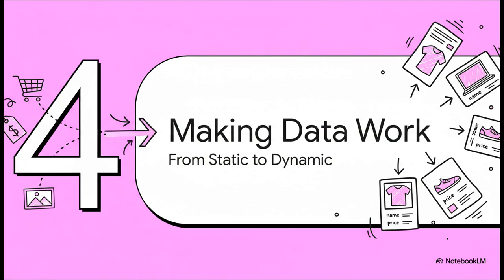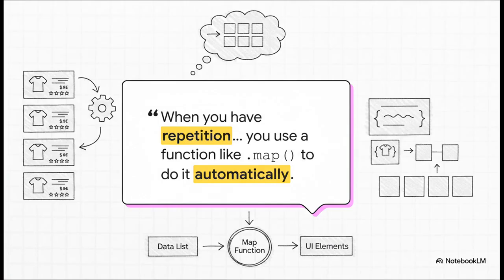All right, on to our next section, making data work. So we've got this awesome smart template. That's great, but right now, it's basically an empty shell. It doesn't know anything. We need a way to feed it the actual product info, the names, the prices, the pictures, all of it. This is where the instructor from our source material really drove a point home. He said, when you have repetition, instead of manually creating each product card, you use a function like .map to do it automatically. Basically, you stop hard-coding stuff.